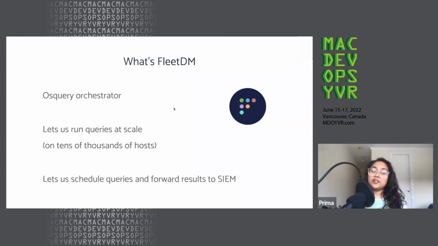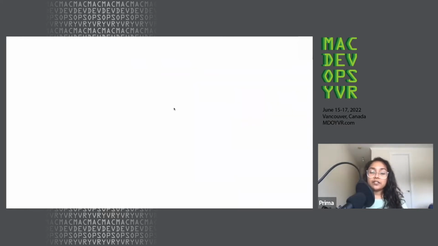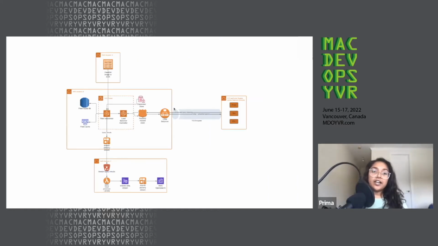Now, let me tell you all about how we chose to host it at Segment and why. So let's start with what we built. This is the entire ecosystem that we built. The way it's built at Segment at the moment is basically we have the FleetDM image that's stored in our ECR in one of our accounts.